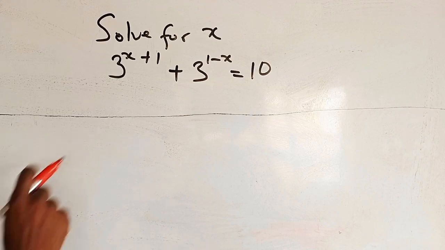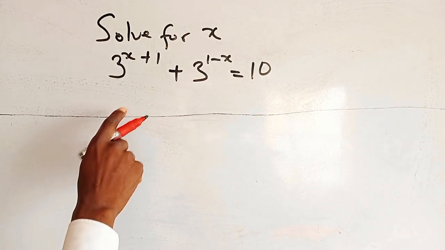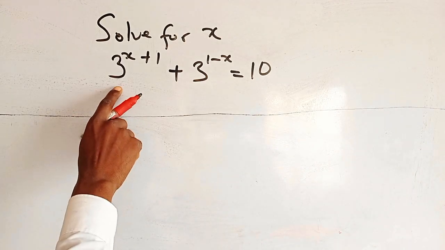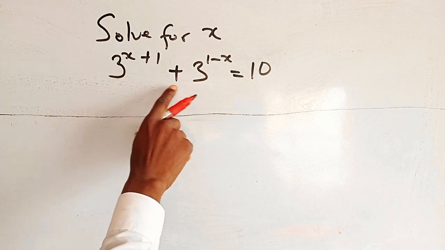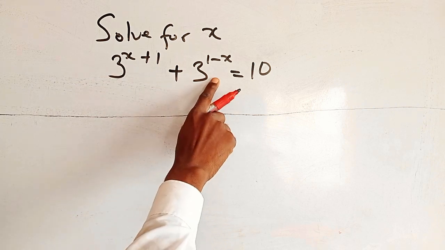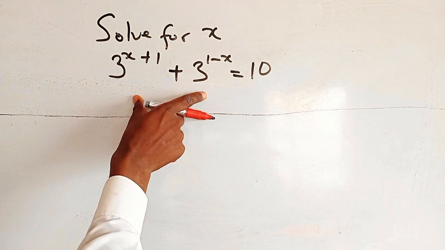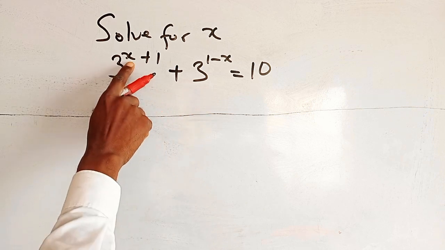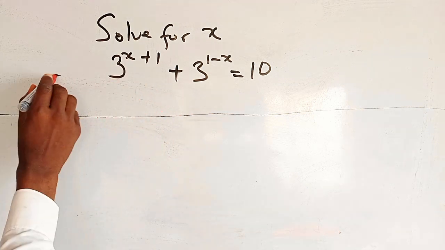Solve for x in this equation. Okay, so this is an exponential equation. We have 3 raised to the power 3x plus 1 plus 3 raised to the power 1 minus x equals 10. How do we solve this equation to determine the value of x? Solution.